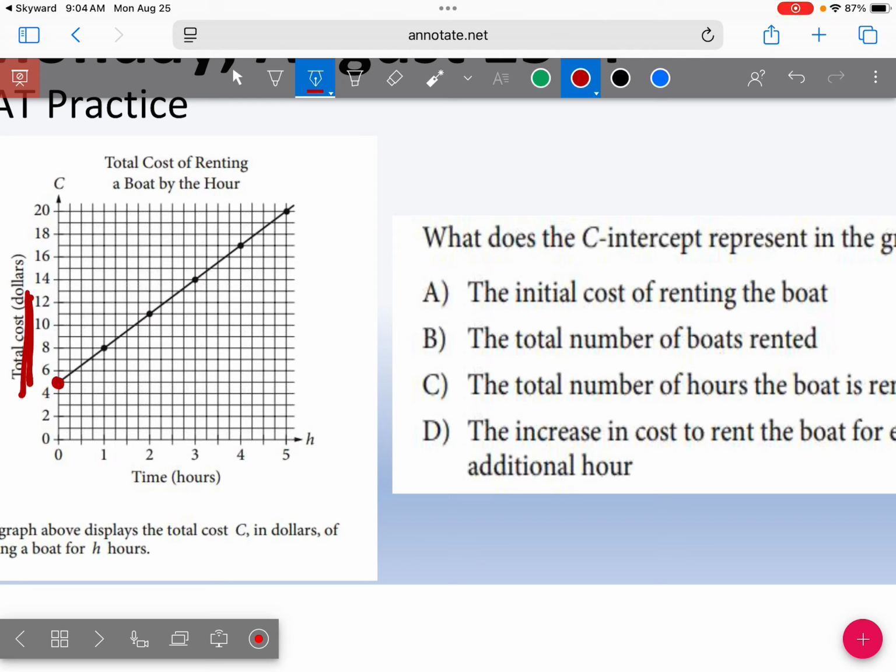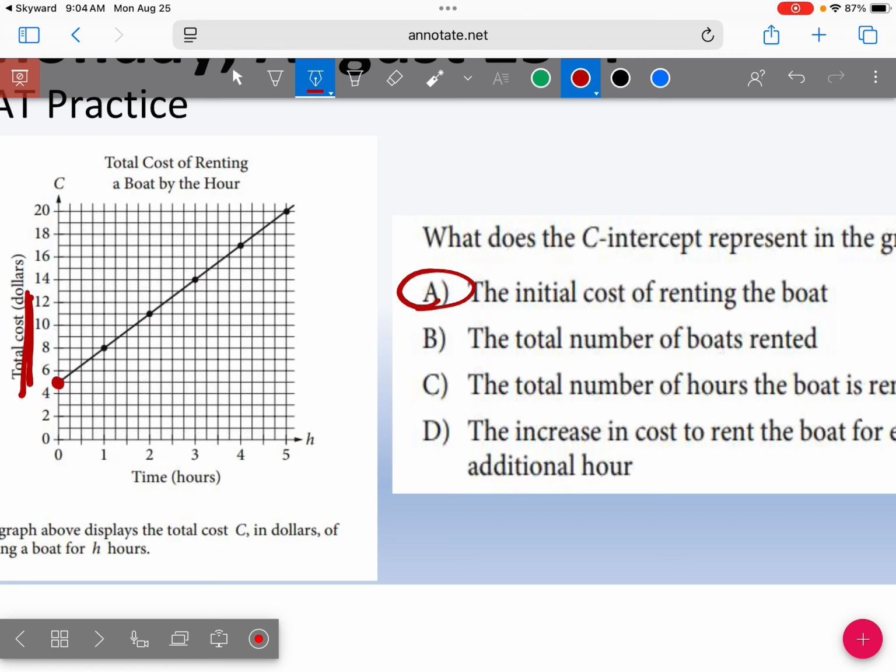So, who thinks it's A? B? C? D? That's what they said first period too. That's what they said. Okay, but the answer is A.